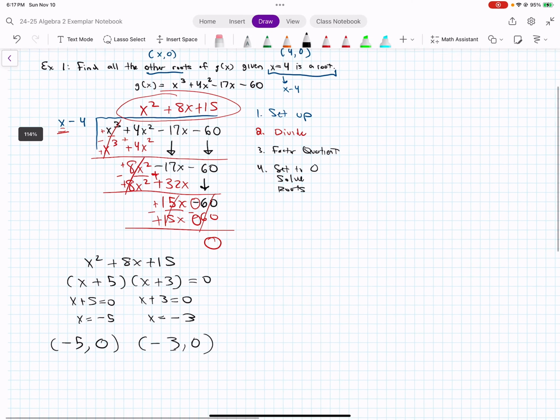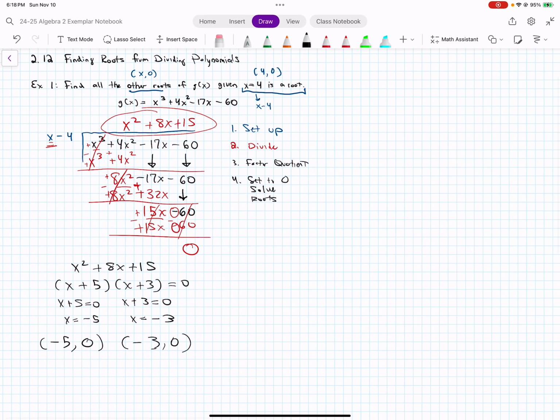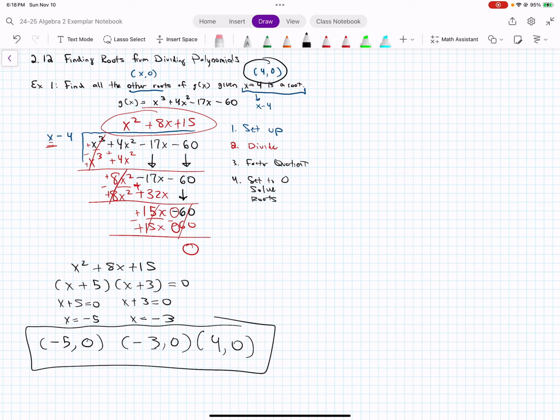So the whole purpose of dividing polynomials is to find roots in order to graph, in order to visualize these polynomials, so we can look at it algebraically and graphically in this overall multi-representative dynamic. So my three roots are 4, 0, negative 5, 0, negative 3, 0. So just line them up as such. These are all my roots.